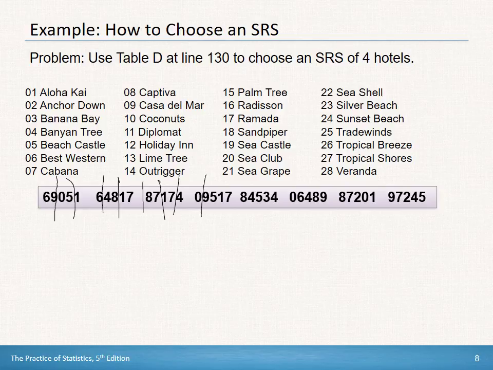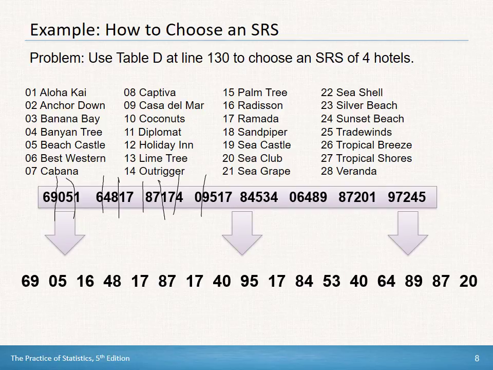Then we look at those numbers. So our numbers that we get, you click forward here, we have 69, 5, 16, 48, and so on. And they went ahead and did the entire row for you. We need 4 hotels from this list. This list only goes to 28. So 69 is not going to work because it's too large, but 5 works, 16 will work, 48 is too large, 17 will work, 87 is too large. We got 17 again. We don't want to repeat because we already chose 17, so we get rid of it.